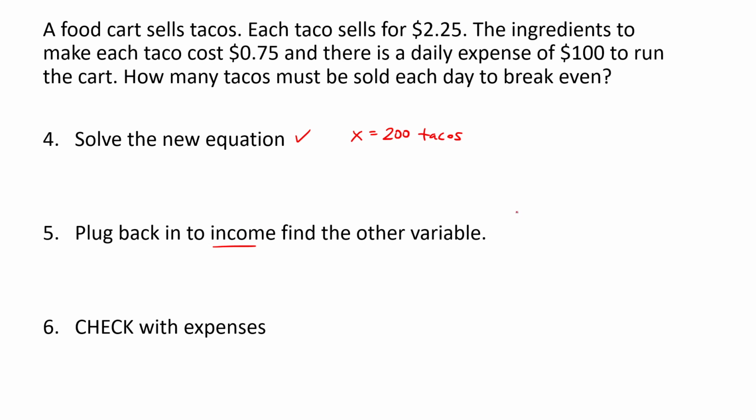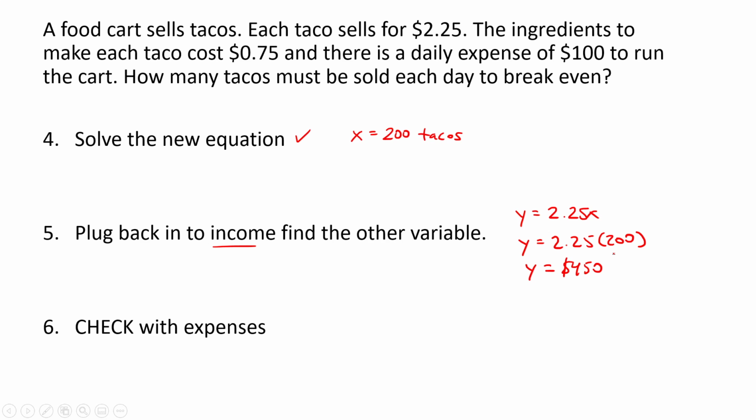Remember, income was the easier equation because initially we had this. So go ahead, plug that in there, 2.25 times 200. And I'm just going to multiply that out. One second. Okay, I get $450. You can either write dollars if you want, or you can just put a dollar sign.